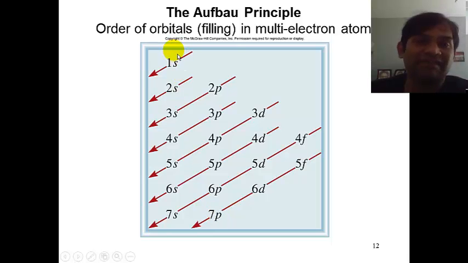So if you write this down, 1, 2, 3, 4, 5, 6, 7 down as a column, and then 2, 3, 4, 5, 6, 7 as the second column, and then 3, 4, 5, 6 as your third column, you line up the 1s, the 2s, the 3s, the 4s, the 5s, and the 6s, and the 7s. That will give you the order at which these electrons go.